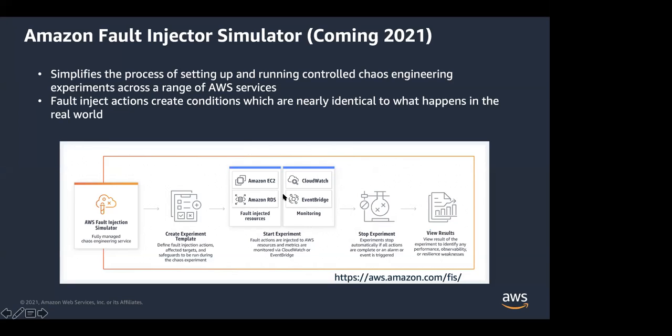And the whole part of this too is that you have these tools to create disruption, but you also need tools to monitor what's happening when things are disrupted. So you need to have monitoring as part of this whole process here. For example, in AWS, you can leverage CloudWatch or EventBridge to understand what's happening in your environment, to see how fault actions are caught, what you're doing to your infrastructure, to your applications.